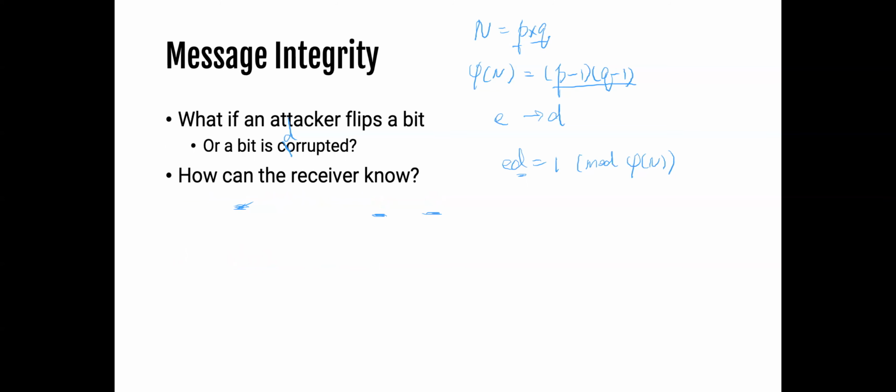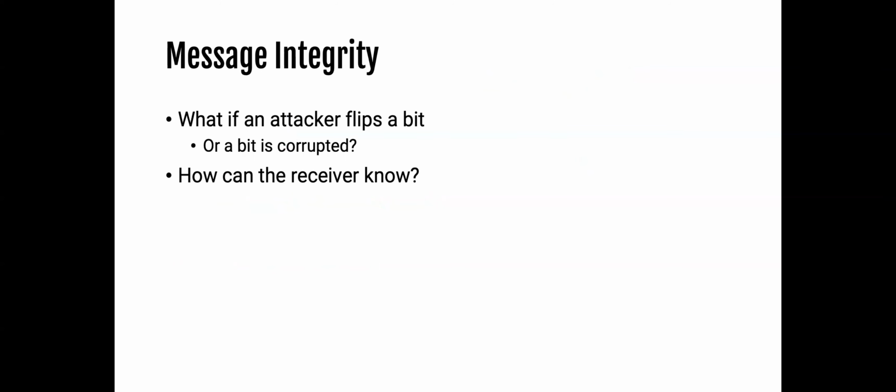And the next is about message integrity, and this is a question for you guys. What if an attacker flips a bit, or what if there is corruption during the communication? When the message is traveling from Alice to Bob, there might be some noise in the network, and some of the bits in the message got flipped. So the question is, will Bob be able to know that this message got changed, either accidentally or maliciously by an attacker? If the answer is yes, how do you think Bob will be able to notice it?